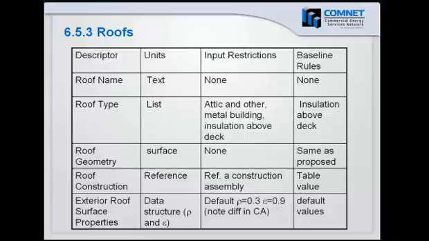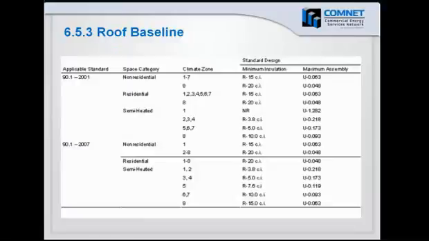I have a note that California is a bit more penalizing. It assumes a lower reflectance if you don't have certification by the Cool Roof Rating Council. To specify other values, you would specify performance data that comes from the aged testing from the Cool Roof Rating Council. So this is the baseline I was referring to.